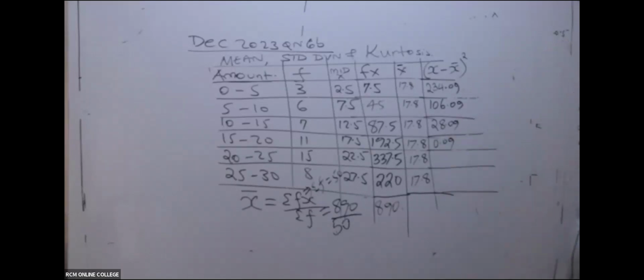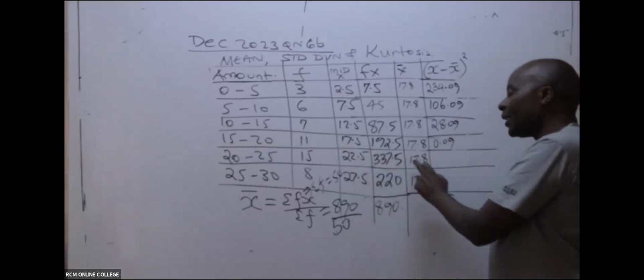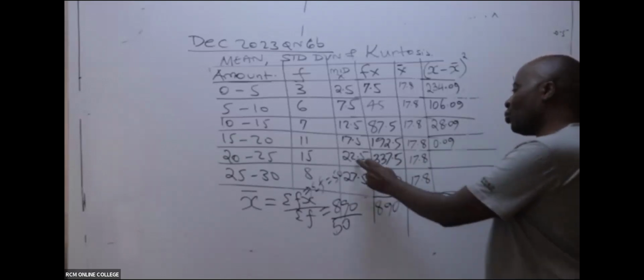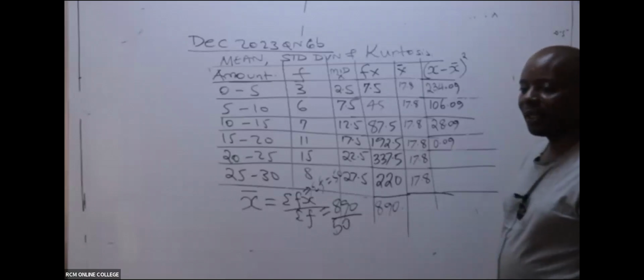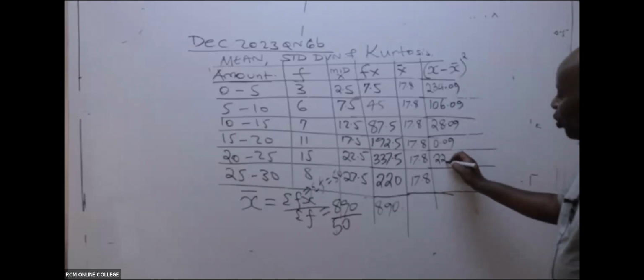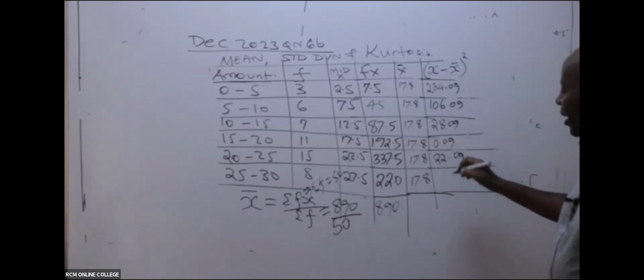0.09. We go to the next one, which is x minus x bar. So 22.5 minus 17.8. Whatever I get, I square. Gadi is giving me 22.09. Thank you very much.